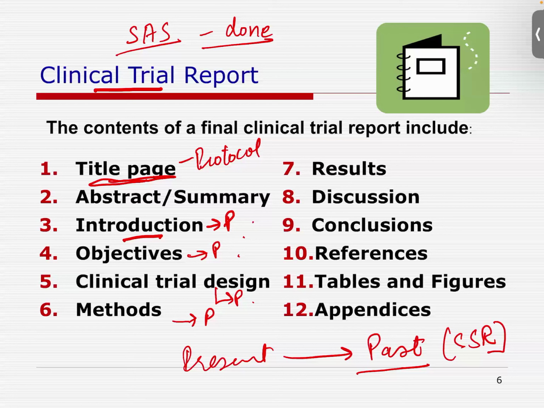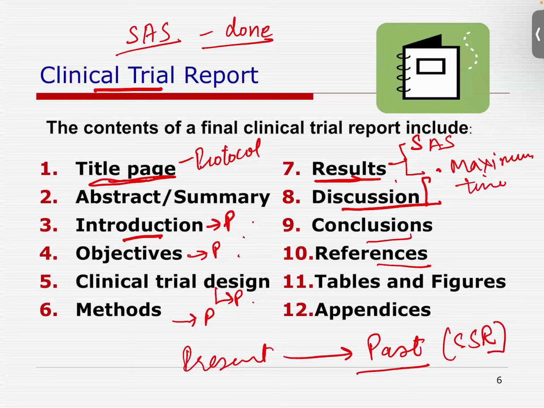The result is the section that we take from our SAS analysis. And these are the sections, discussion and conclusion. These are the two sections taking the maximum time. A lot of back and forth will also be happening there. Conclusion is based on this. References are 80% from your protocol. Rest, if you have added anything in the discussion, that will be new.